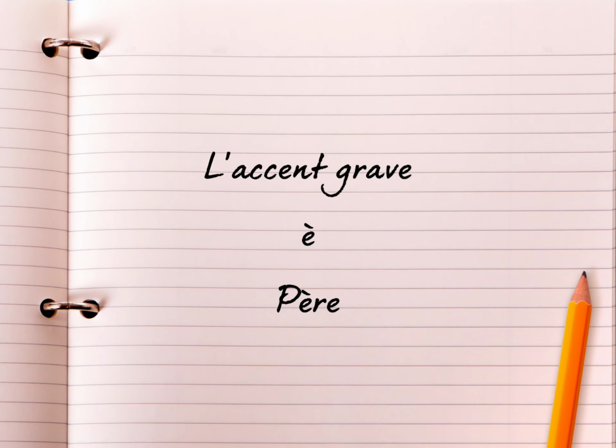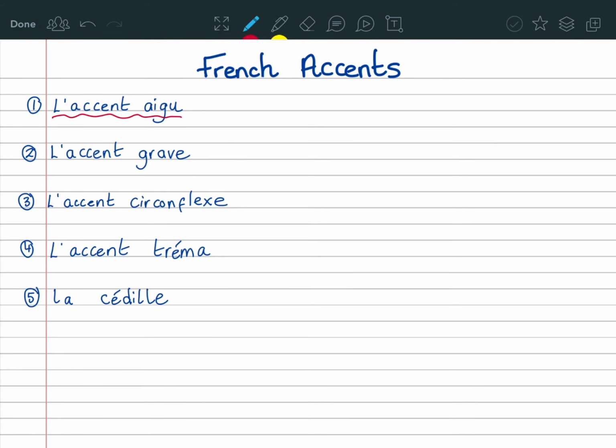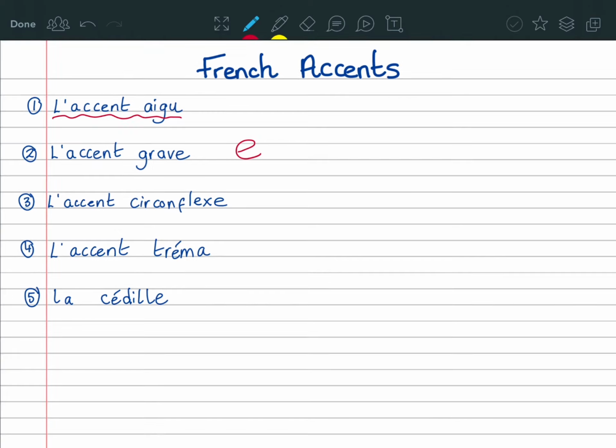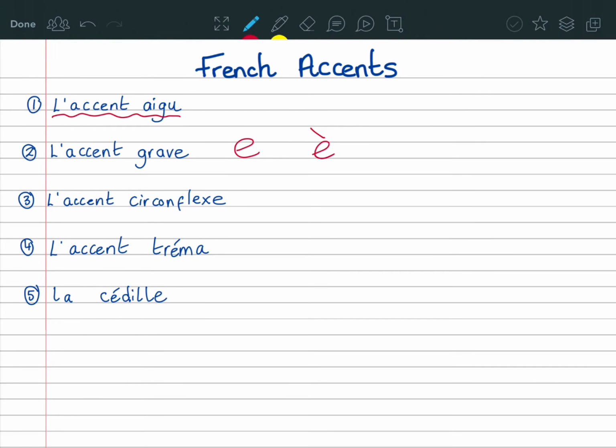L'accent grave, like in the word père. Have a look at number two, l'accent grave. So this accent changes the letter E in French from the sound E to the sound E, like in the word très. Let's have a practice. E. E. E.